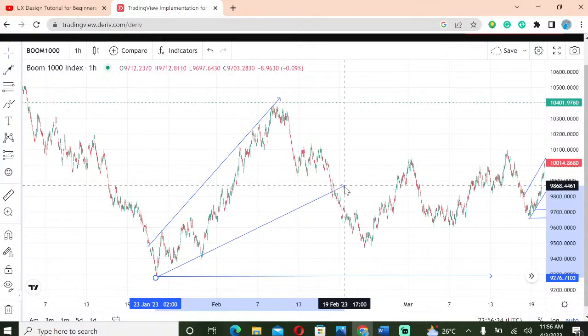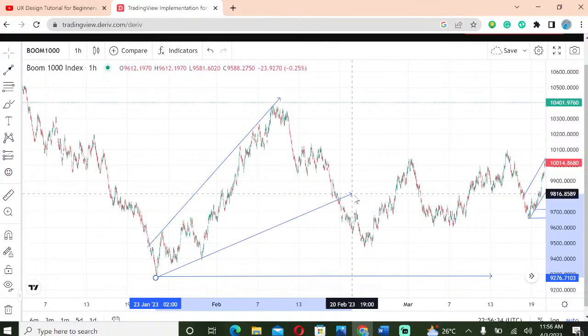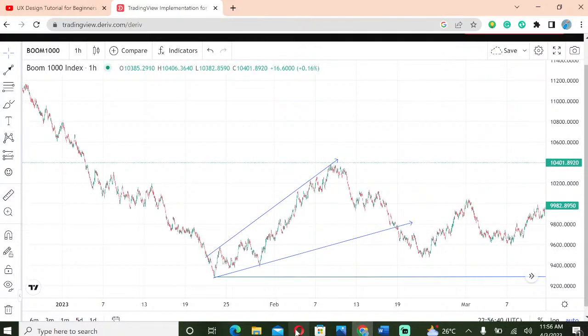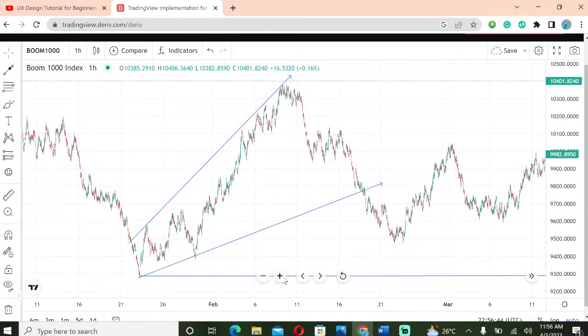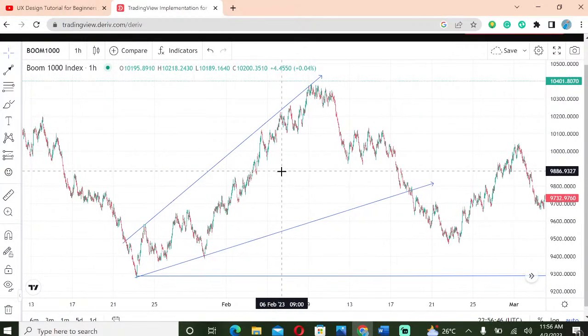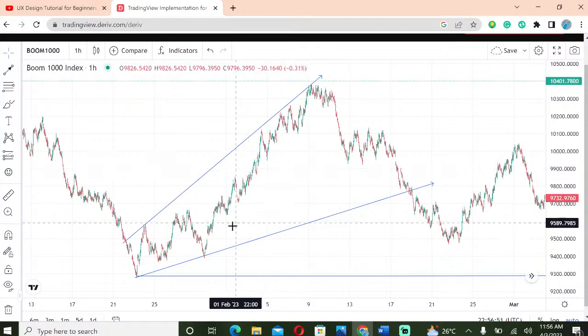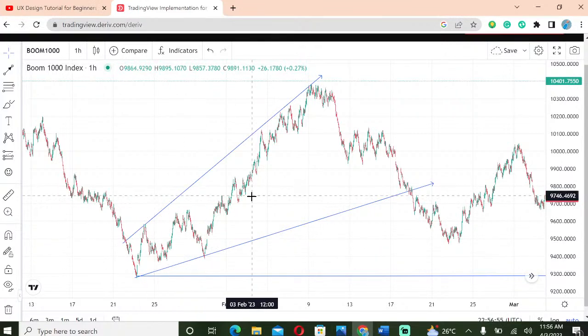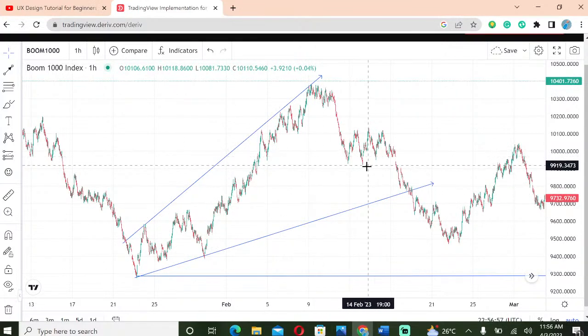You see, the market is wide enough for us to see. So let me zoom it out so that you guys can see it very clear. So what are we going to do now? What we need to do is to identify our weak areas and our strength areas. So what are our weak areas?